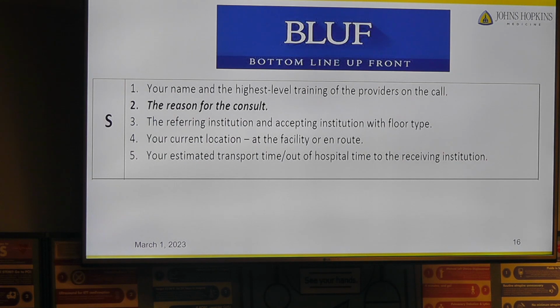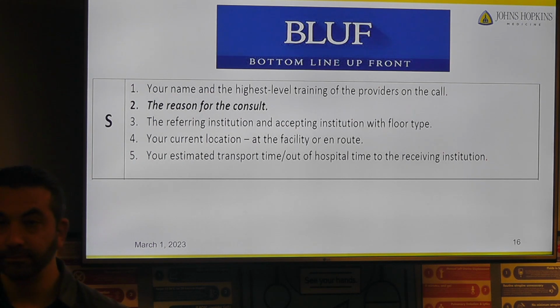You go on to talk about where you're coming from, where you're going, where you are, what your transport time is. We want to know right up front why you're calling. Calling to discuss acute change in mental status and plan for initiation of hypertonic saline in a patient with a head bleed and now concern for increased ICP. Bottom line up front.